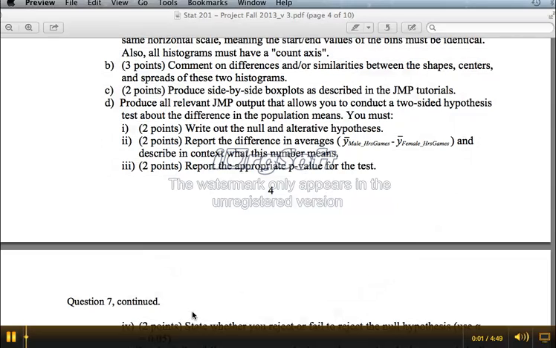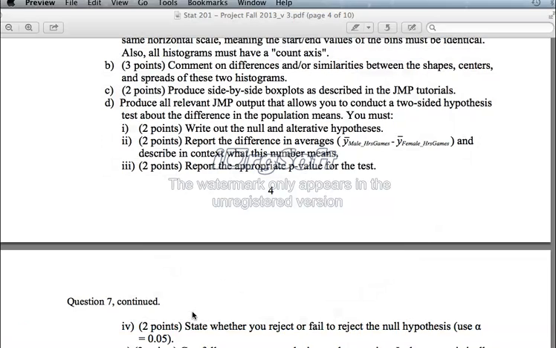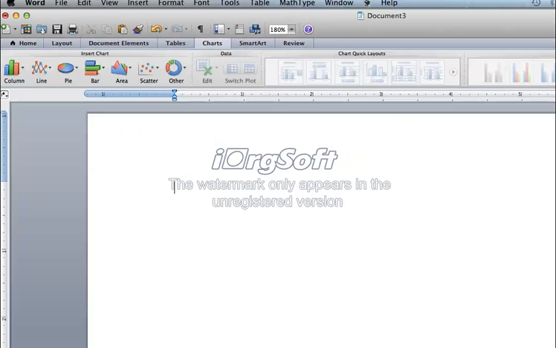This last part, part D, is where people lose a lot of points. Make sure to do this last part correctly and carefully. When we write out the null and the alternative, whatever we're doing when we test two means, we're talking about the true difference between two means. So let's look at this.